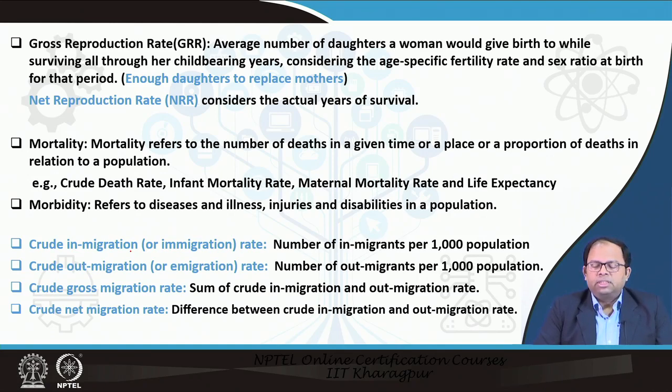And then come the different migration indicators like crude in-migration rate, also called immigration rate, which is the number of in-migrants per thousand population. Crude out-migration rate, or emigration rate, is the number of out-migrants per thousand population. Then crude gross migration rate is the sum of crude in-migration and out-migration rate. And then crude net migration rate is the difference between crude in-migration and out-migration rate.